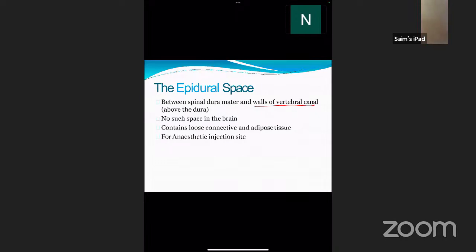And the most important aspect of this epidural space, what is it? You have heard that this space is used for giving painless labor.